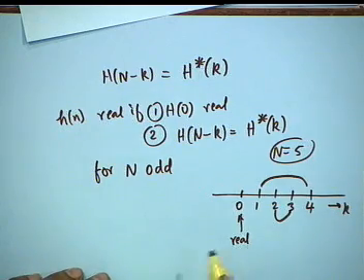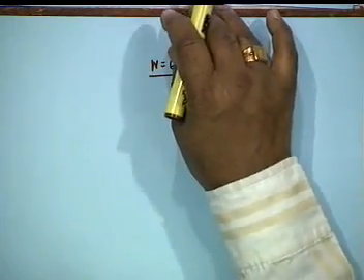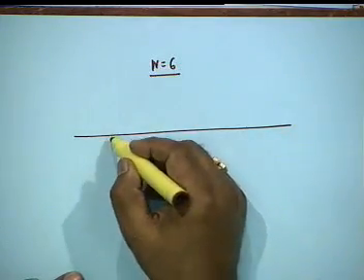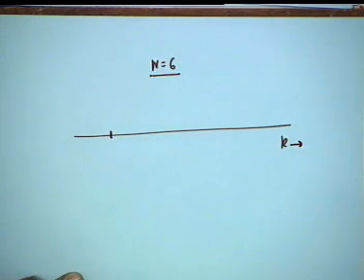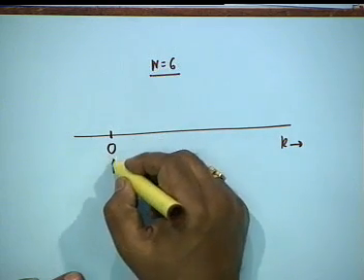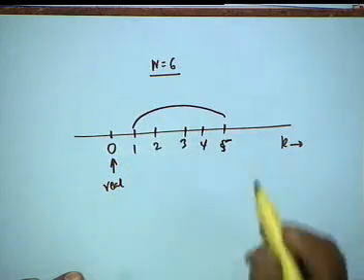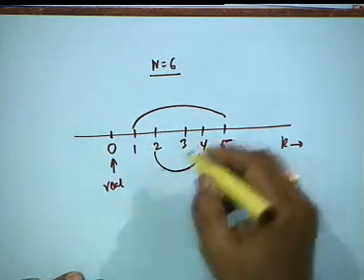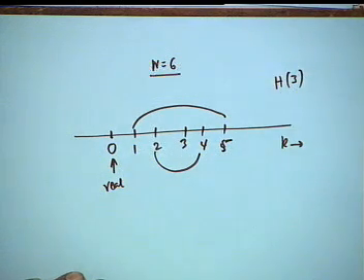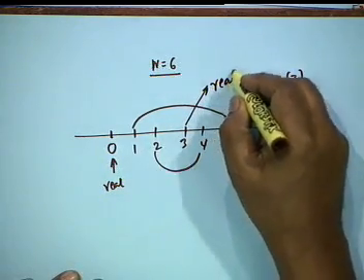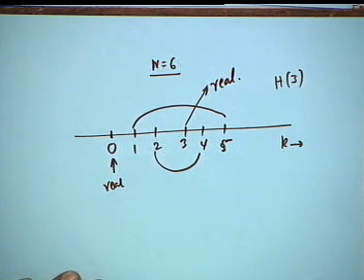Okay. However, if I take capital N as even, let us say capital N equal to 6, this is a point which I want you to understand very clearly, because textbooks do not give a reason. The distinction between capital N odd and capital N even is quite interesting here. If capital N is 6, then the values of k are 0, which has been taken to be real, 1, 2, 3, 4 and 5. 1 and 5 are conjugates of each other, 2 and 4 are conjugates of each other. What about capital H of 3? Why should it be 0? It should be real.